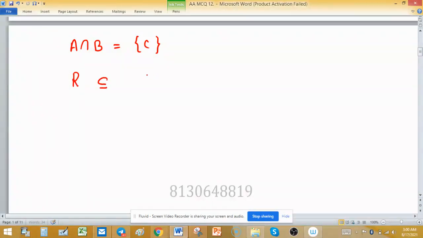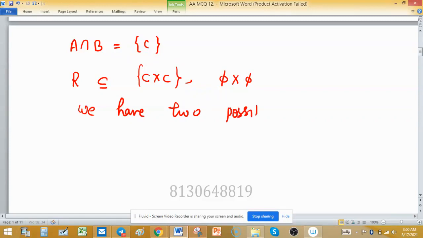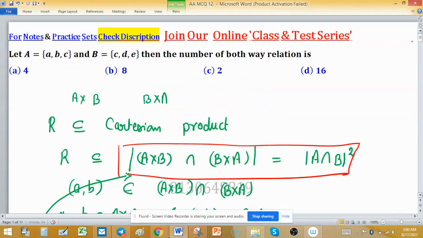So a relation will be a subset of, because we need to take the Cartesian product, C cross C, which is {(c, c)}, and the other set is phi, because a relation is always a subset of a power set. So we have two possibilities. It means that the number of both way relations will be 2, which means option C is correct.